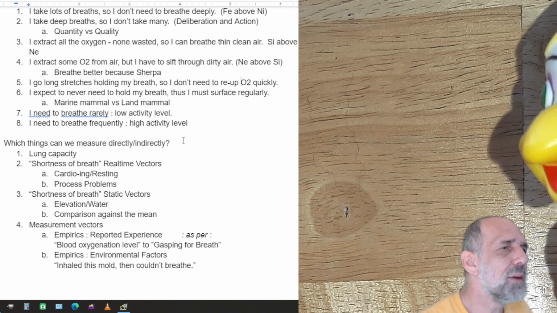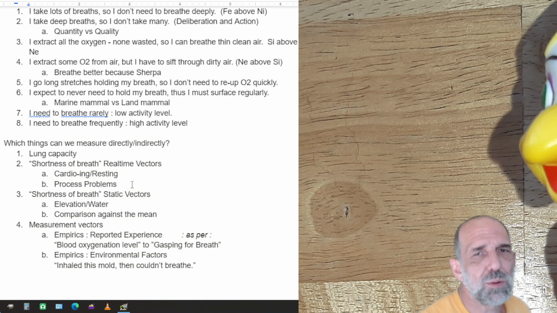So what things can we measure directly or indirectly? We could measure lung capacity directly, but it's more useful or more meaningful as a measurement when it's comparative than when it's just raw, right? Shortness of breath, real-time vectors. It could be a matter of whether you're doing cardio or resting, right? Or it could be a matter of process problems. If you always have shortness of breath, then maybe you've got bad circulation, or maybe you've got COPD or something like that.